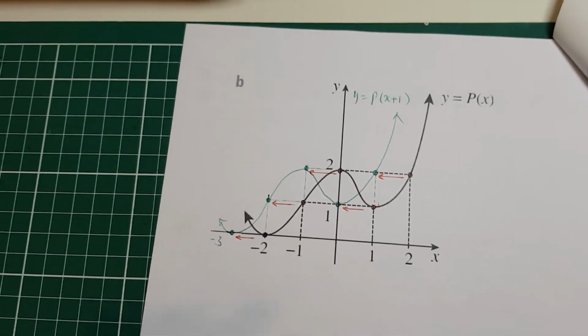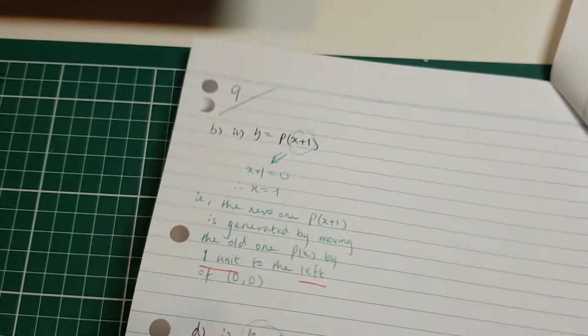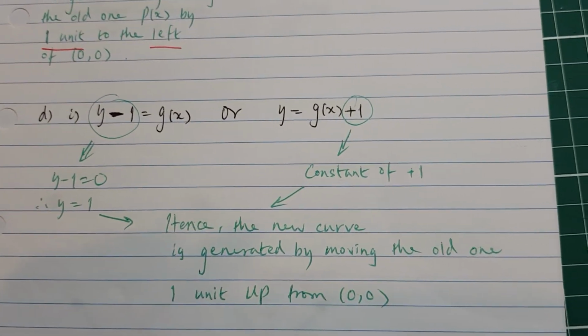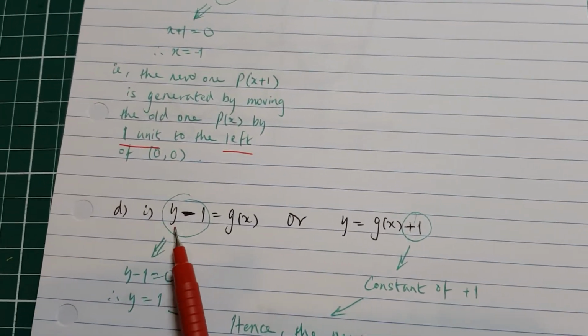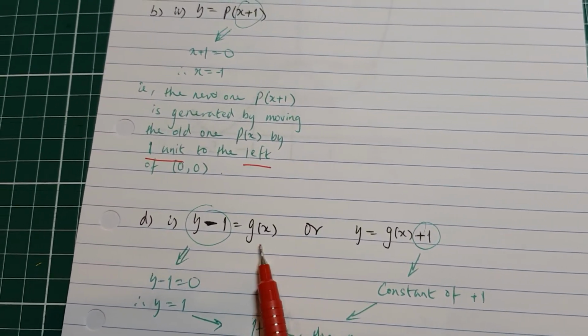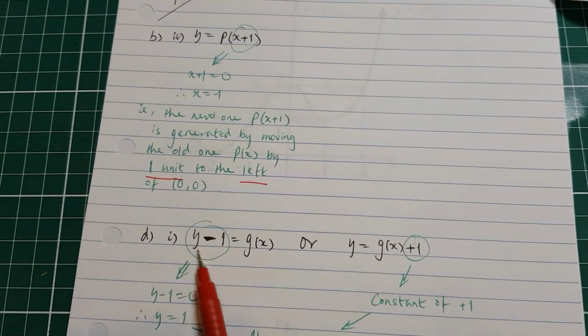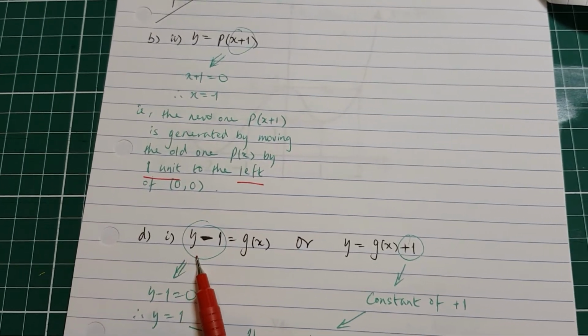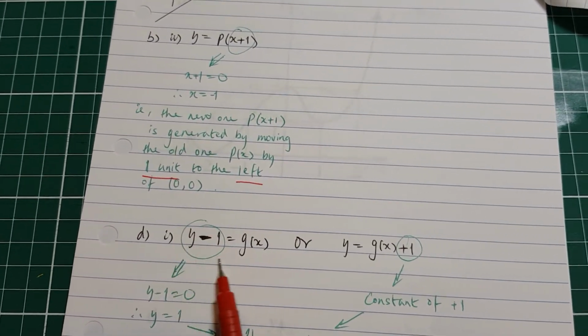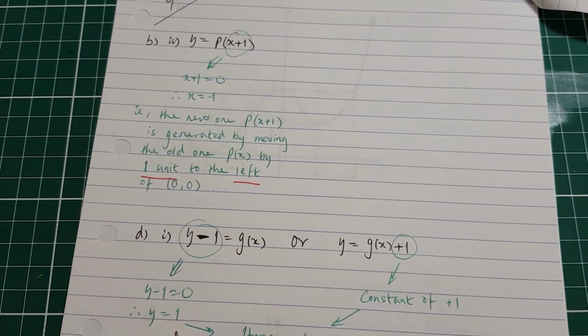Okay, all right, now part D. So that's the given curve. y minus 1 equals g(x). You can't do anything on this one. So now you have to fiddle around with this. Now think of the y value that makes the left-hand side 0. So that's y equals 1.